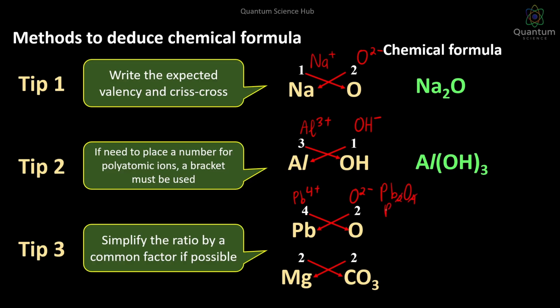So it will become PbO2. Okay? So the chemical formula here is PbO2. The same thing with Mg2+ with CO3 2-. So the chemical formula is MgCO3 because both can be divided by 2. Simplify them to become MgCO3. Okay? Now let's try some word example exercise here.